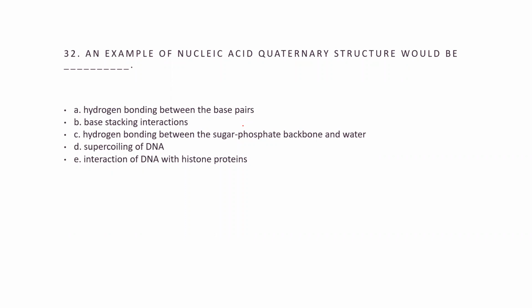Okay. An example of nucleic acid quaternary structure would be what? E. Is that what you said? So why is it E? Yeah, so it's like how it interacts with proteins is how I think about it. Quaternary structure for proteins is how proteins interact with other proteins. Well, polypeptides interact with polypeptides. So I just think analogously, it's how DNA interacts with proteins, right?